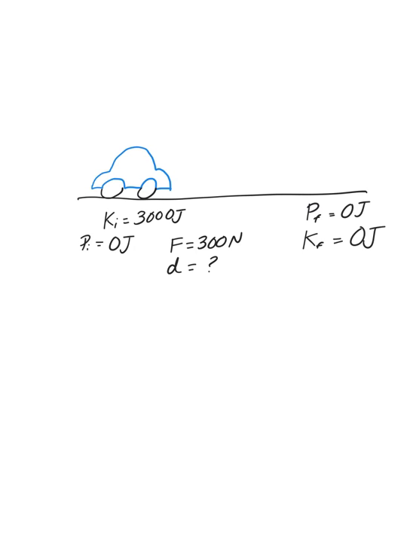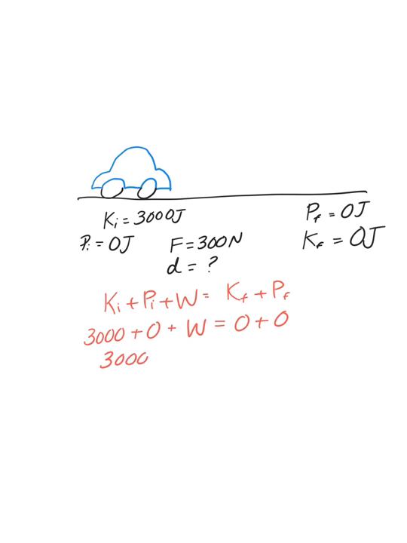So when we have one object and we're comparing it in two different positions, we can always use Ki plus Pi plus work equals Kf plus Pf. Let's plug some of that in. So we've got 3,000 plus potential initial is 0 plus, we don't know what the work is, so let's just leave it in for now, equals 0 plus 0. Now, when you see 0 plus 0 over here, you probably feel like you made a mistake. But let's just play it out and see what happens.